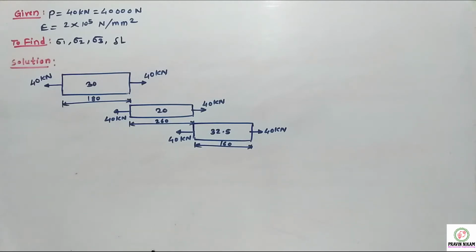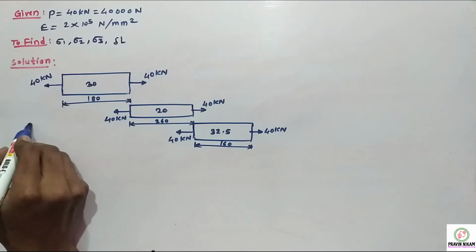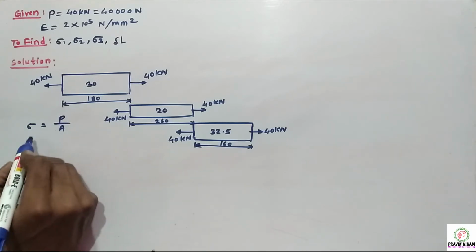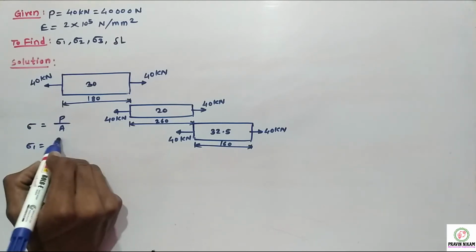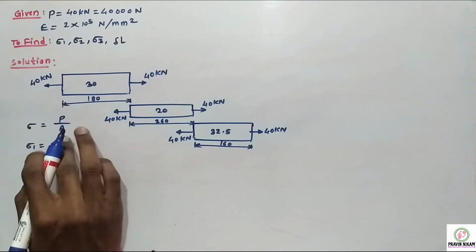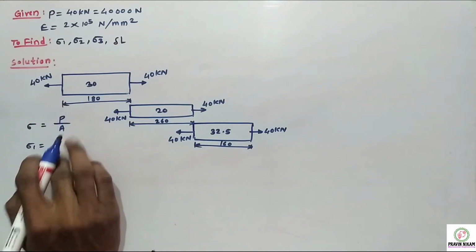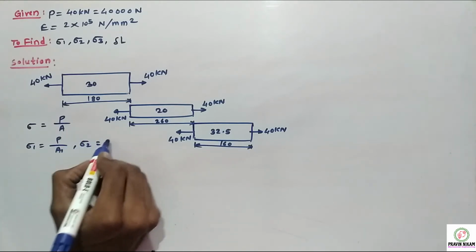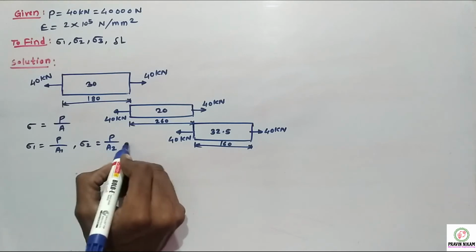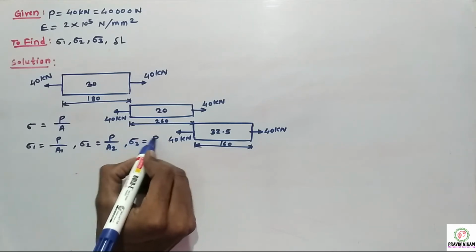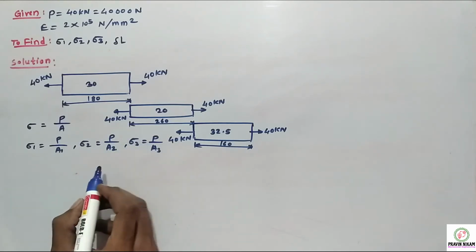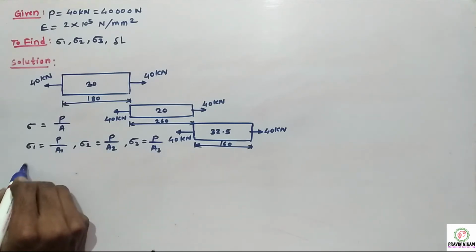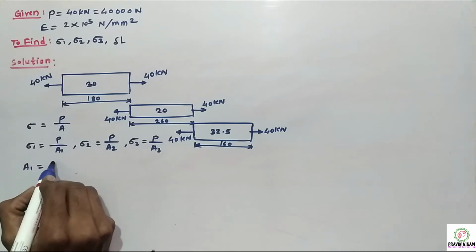So what is the formula for stress? You know, sigma is equal to P divided by A. So sigma 1 is equal to P divided by A1. Sigma 2 is equal to P divided by A2. And sigma 3 is equal to P divided by A3. So we require A1, A2 and A3. So first find out A1, then A2 and A3.